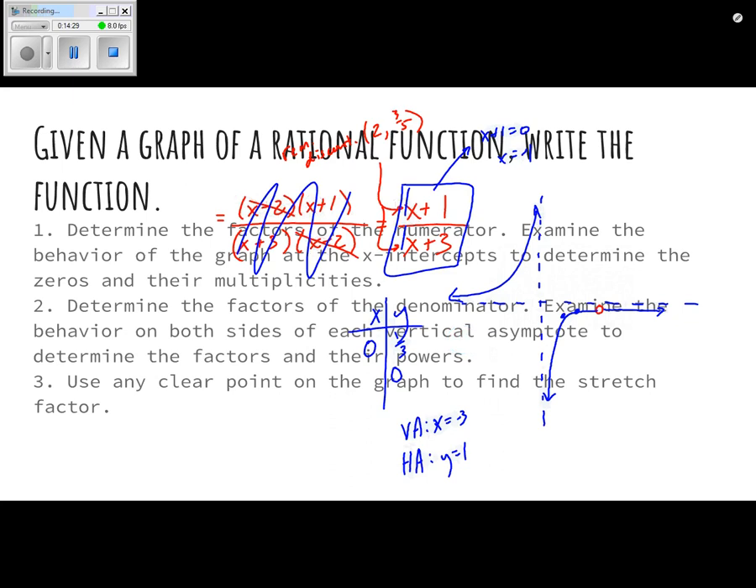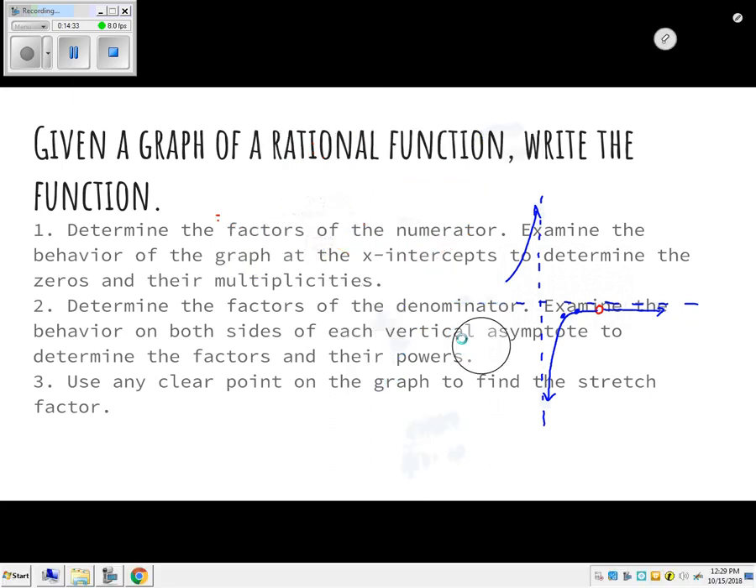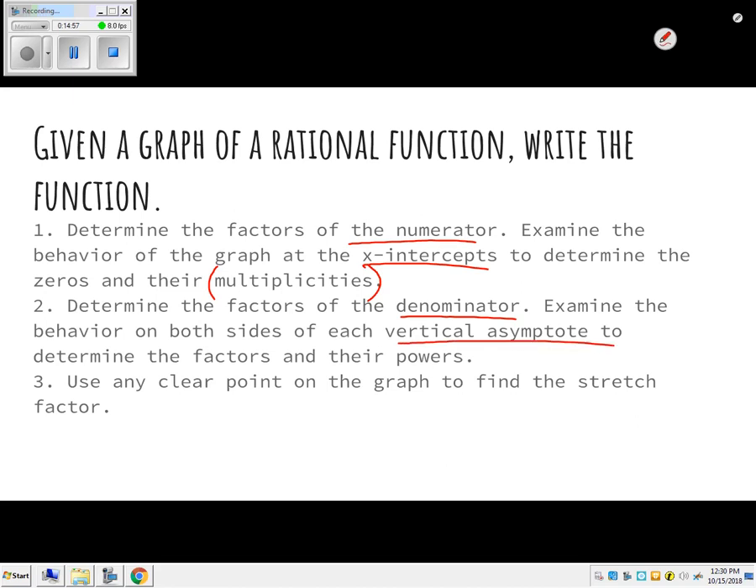Let's skip this one. I want to try these in reverse. Trying these in reverse, I'm doing a lot of the same stuff I did whenever I worked it forwards. I'm still going to find my x-intercepts from the numerator, okay? So x-intercepts come from the numerator. Make sure you check for their multiplicities. And then from the denominator, your vertical asymptotes.